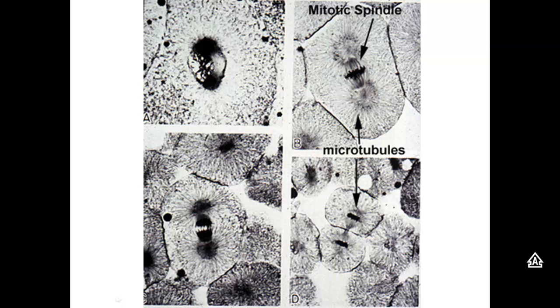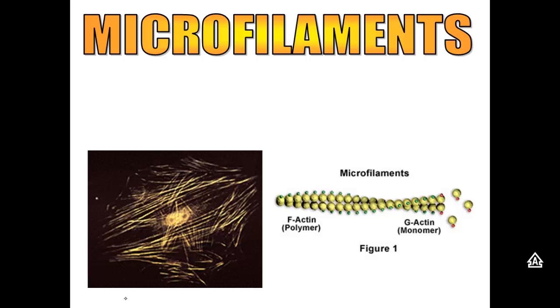Here's a picture in an actual cell of that process. You can see here the spindle fibers and the centrioles, and the chromosomes here are being pulled apart. You can see that here, being pulled apart out of the pole of the cell, and ultimately you end up with DNA in each of your two new daughter cells.